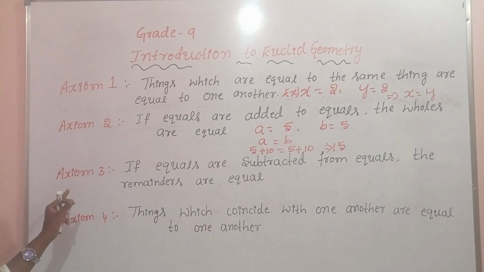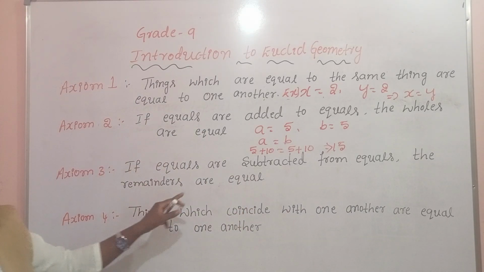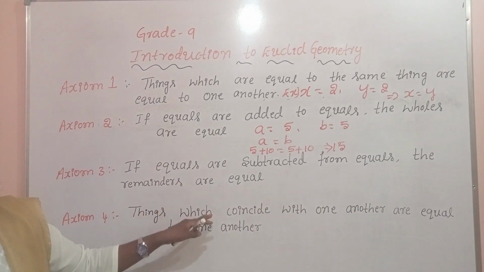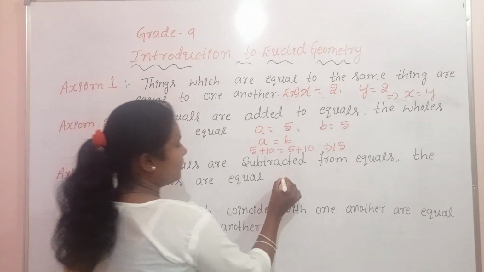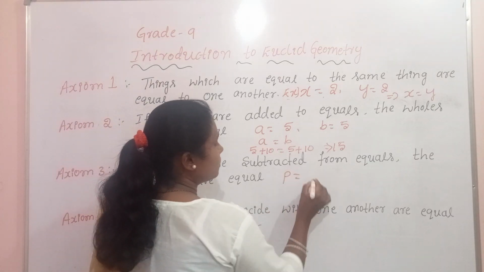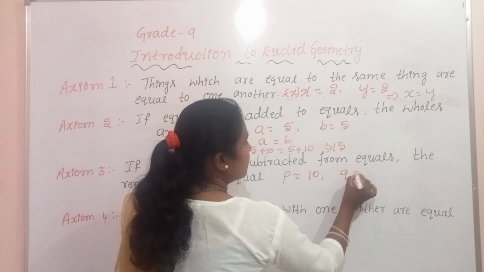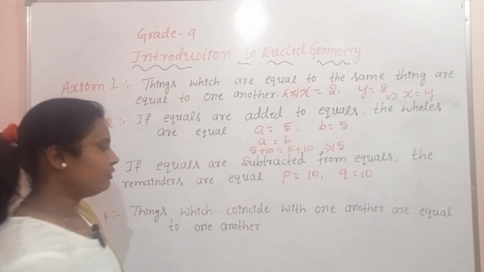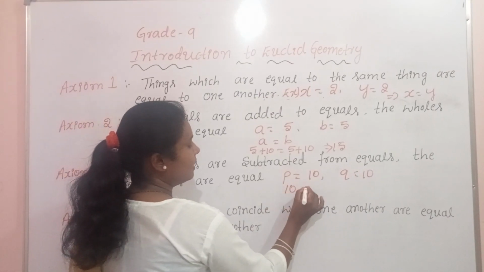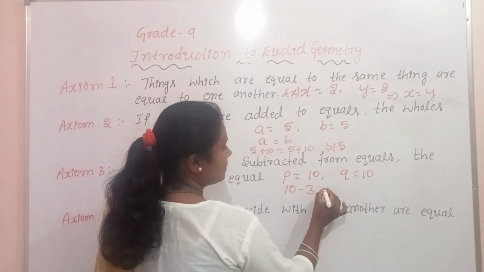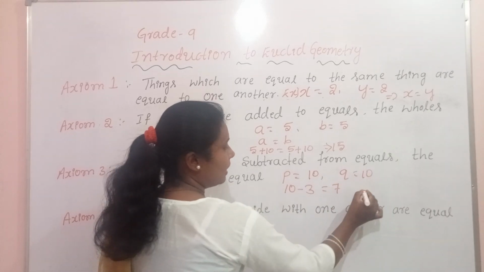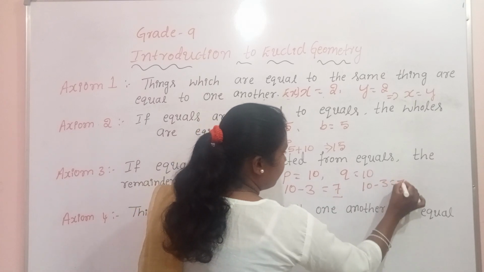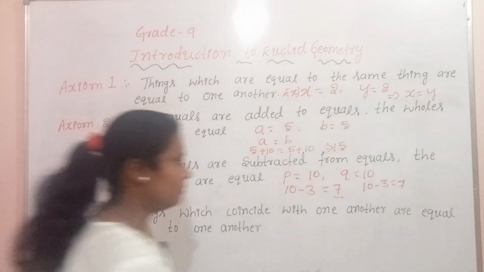Then come to the third axiom. Axiom 3. If equals are subtracted from equals, the remainders are equal. Suppose P is equal to 10, Q is equal to 10. These two are equal. From that if you subtract the same thing, minus 3, 10 minus 3 is equal to 7, and here also 10 minus 3 is equal to 7. We get the same number.